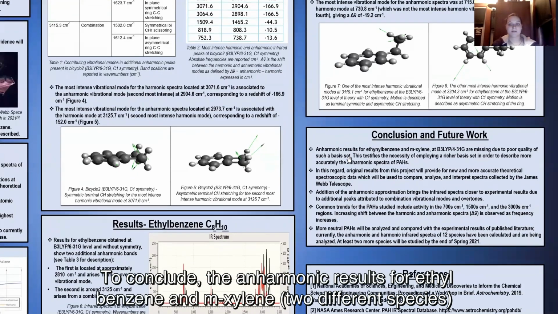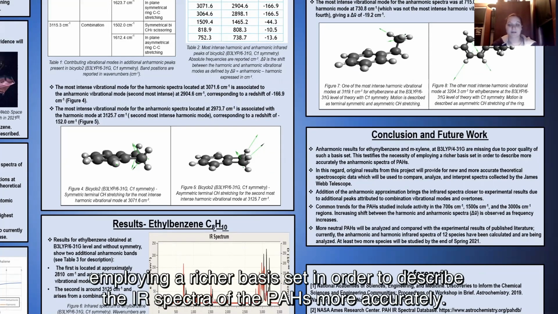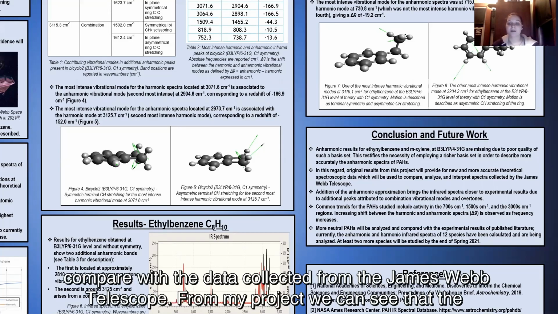To conclude, the anharmonic results for ethylene benzene and m-xylene, two different species, at B 4-31G are missing due to poor quality of such a basis set. This testifies the necessity of employing a richer basis set in order to describe the IR spectra of PAHs more accurately. Thus, the results from this project will provide better theoretical data, which will be used to compare with the data collected from the James Webb Telescope.